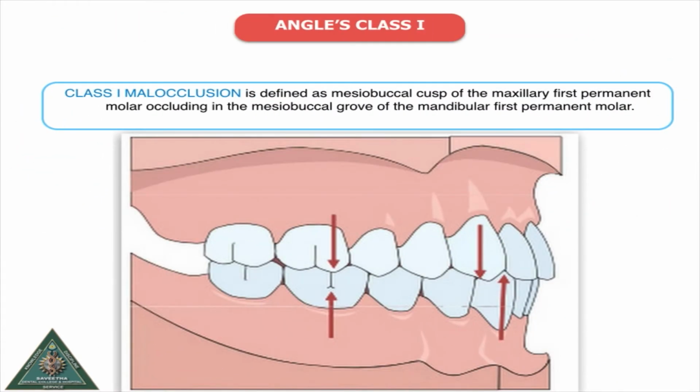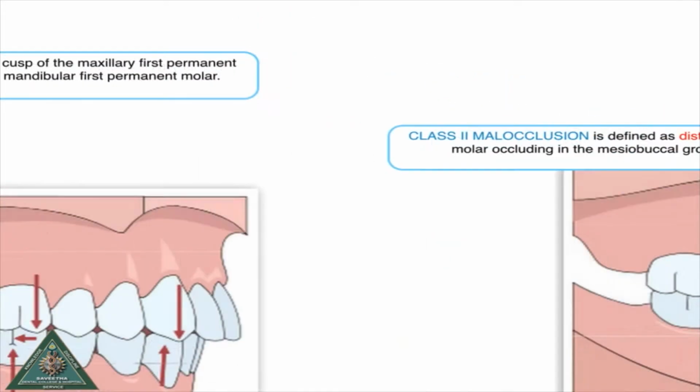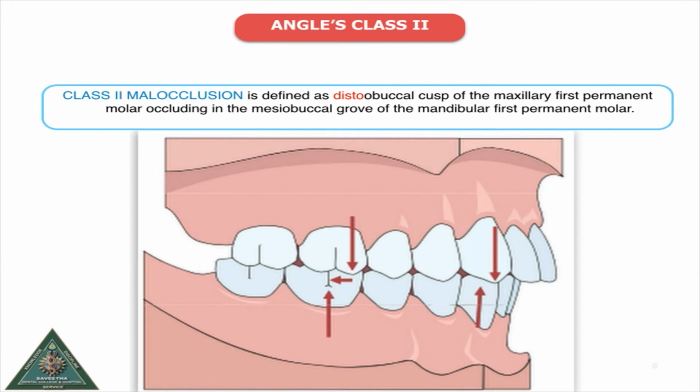Angle's Class 1 is where the mesiobuccal cusp of the upper first molar falls on the buccal groove of the lower first molar. It can be associated with crowding of the anteriors, deep bite, cross bite, open bite. Angle's Class 2: the distobuccal cusp of the upper first molar falls on the buccal groove of the lower first molar.